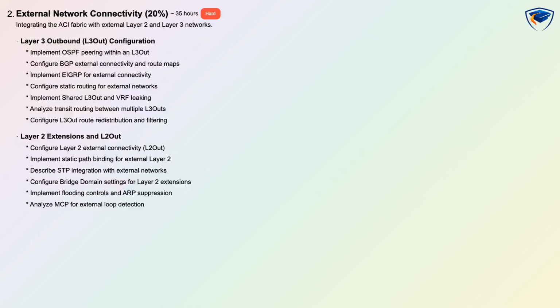The domain also covers Layer 2 extensions and L2Out deployment, including static path binding, bridge domain settings, STP integration, flooding control and ARP suppression while analyzing MCP for external loop detection. Hands-on labs building transit routing between multiple L3Outs and validating route maps are essential.